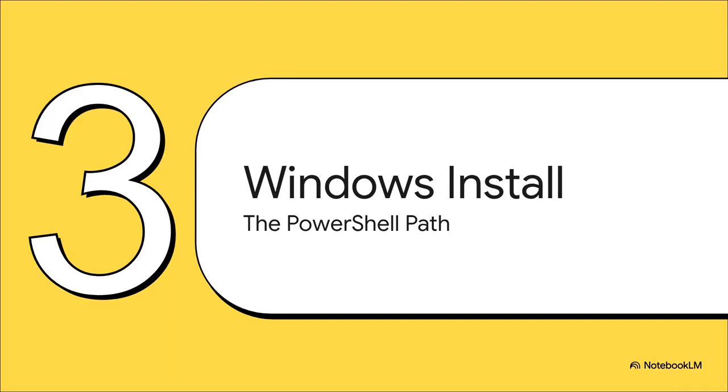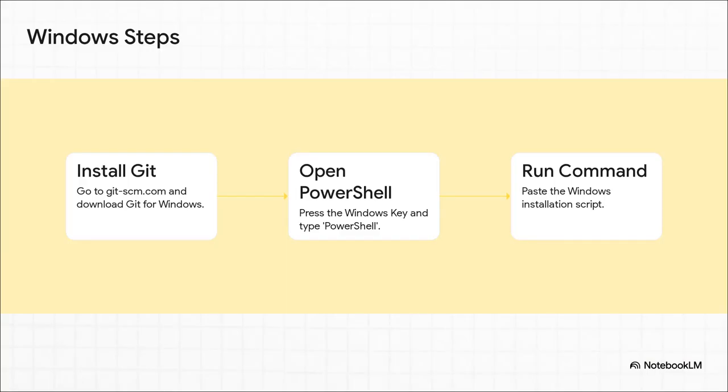All right, Windows folks, your turn. Now, it's also super simple, but listen up because there's one extra little step we need to handle first, and it's a really important one. So, here's the game plan. We're going to start by installing a little tool called Git, which Claude Code absolutely needs to run on Windows. After that, we'll open PowerShell and run the main install command.